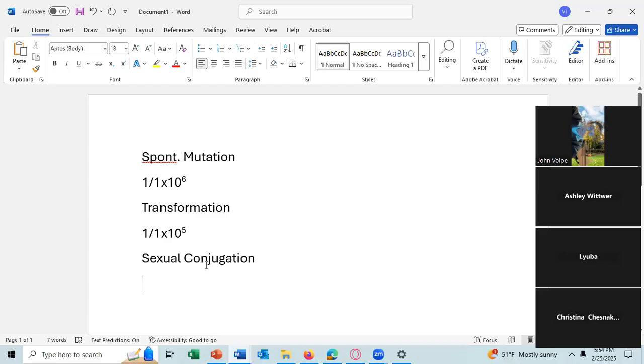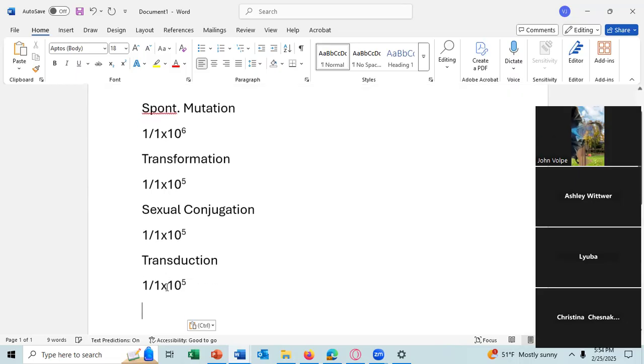It also happens in one cell for every 100 million cells. And then transduction happens at about the same rate. So, meaning transformation, sexual conjugation, and transduction happen 10 times more frequently than spontaneous mutation. Everyone see that?